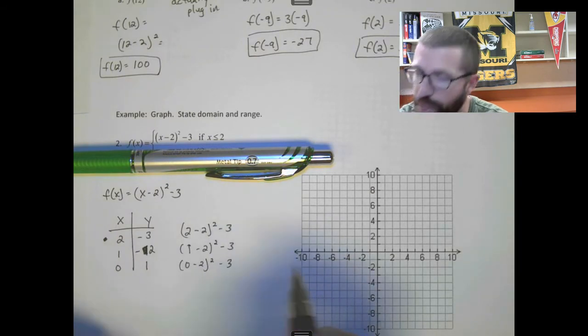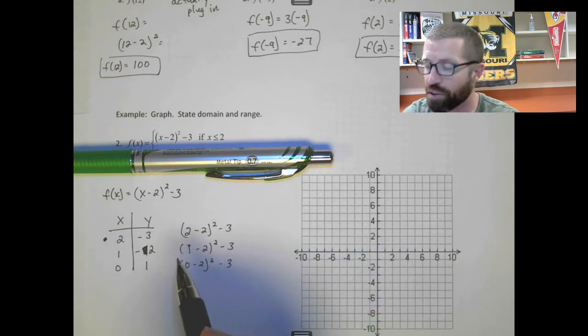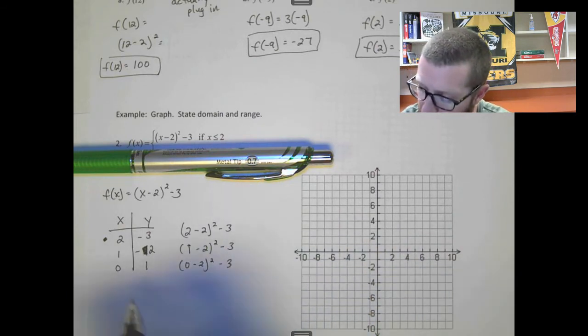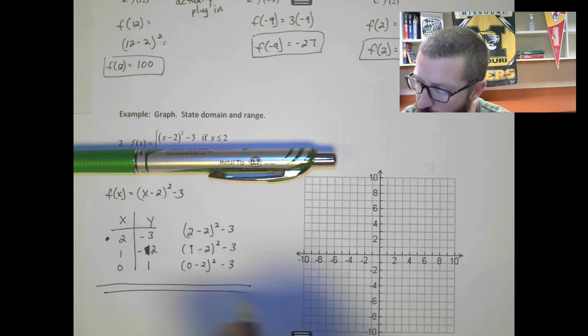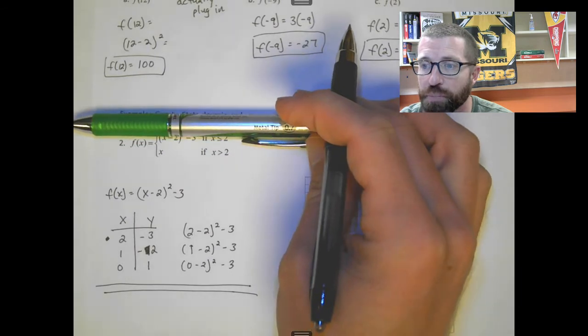Okay, that looks better. So these are points on your graph. If you want to go ahead and plot them, you can. I'm going to wait and plot them all at once. And now we're going to look at the next piece, which is the bottom.